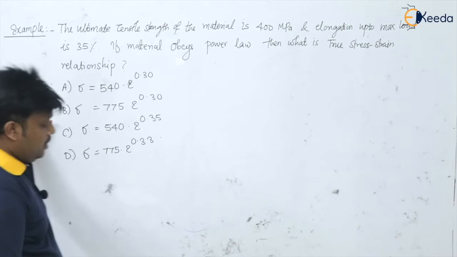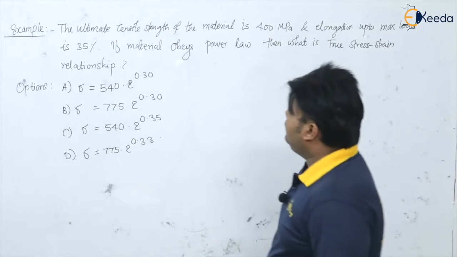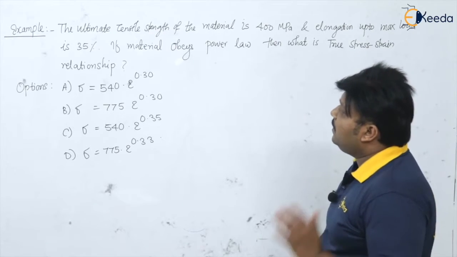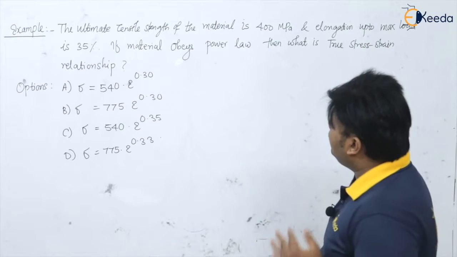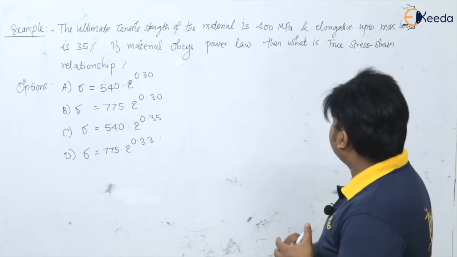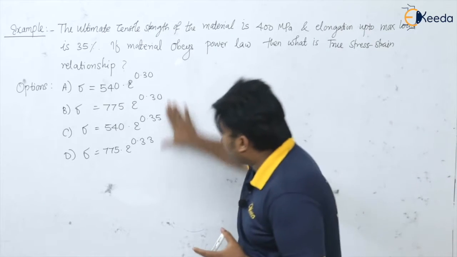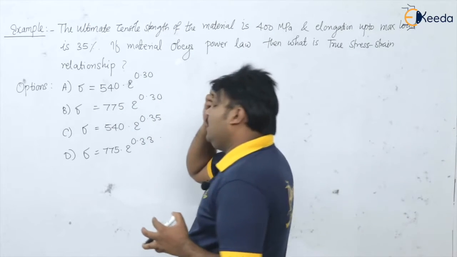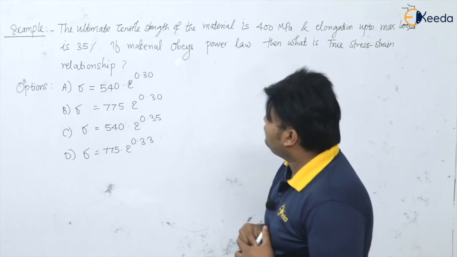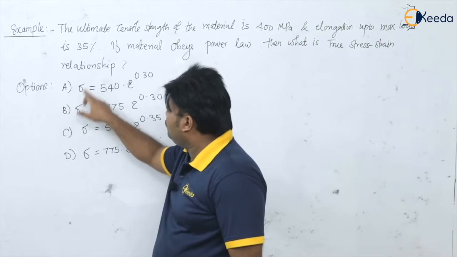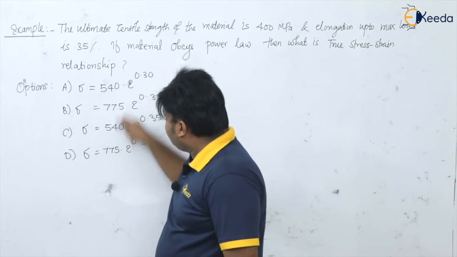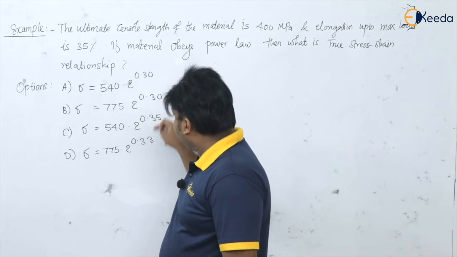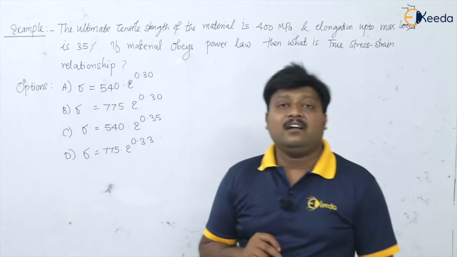This is a 2-mark question. See, the ultimate tensile strength of the material is 400 megapascal and elongation up to maximum load is 35%. It is given in percentage. If the material obeys the power law, then what is the true stress-strain relationship? And these options are given. So we have to put this stress-strain relation in the format of the power law or the flow curve equation, where sigma is the true stress, equal to the strength coefficient, epsilon is the true strain, and the power is the strain hardening exponent.